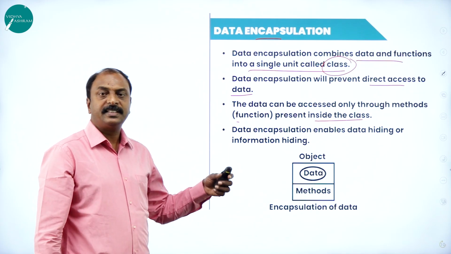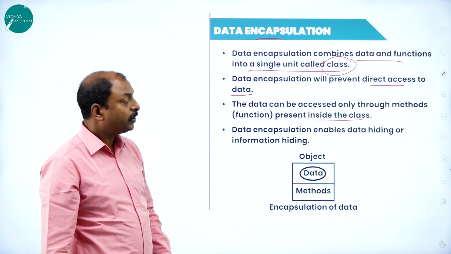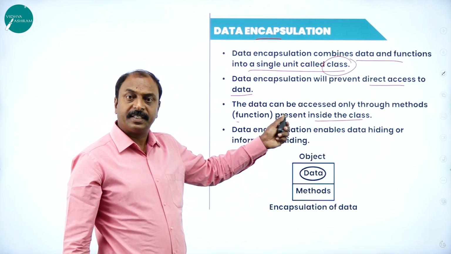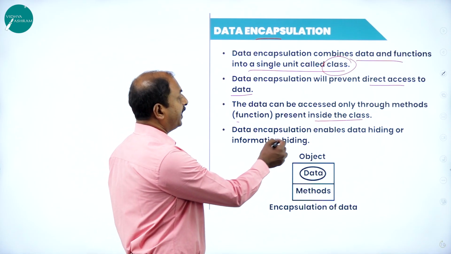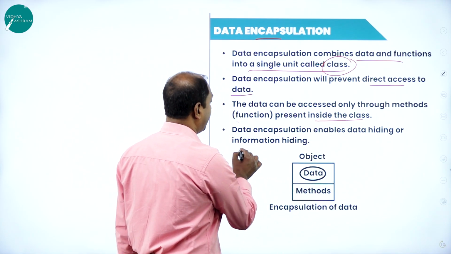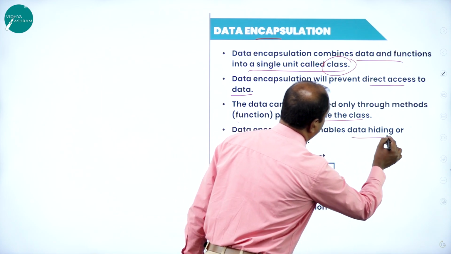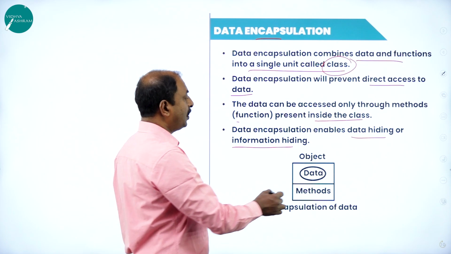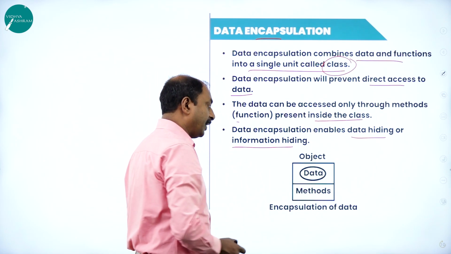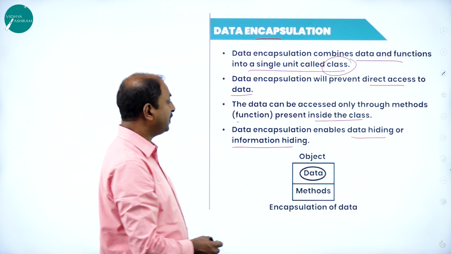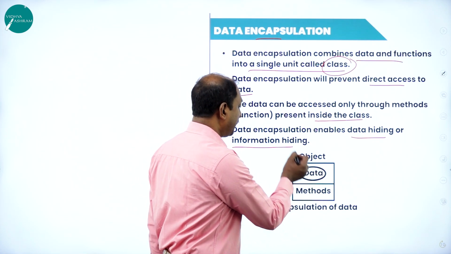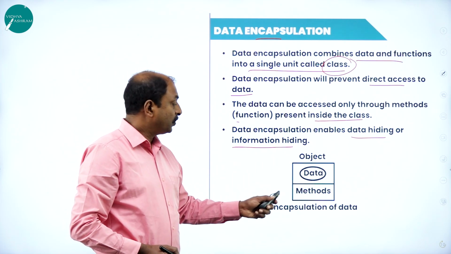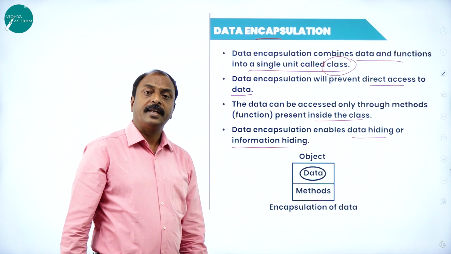So we can access the data members of a class through the member functions, or a function declared or defined inside the class. So data encapsulation enables data hiding or information hiding. It is nothing but a sort of protection to our data. So this is how we represent an encapsulation, or nothing but a class here. This is the data and these are the methods associated with the data, or which operate on this data. So this is called data encapsulation.